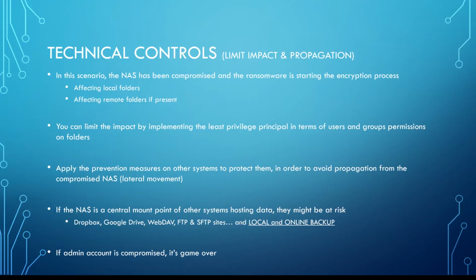So we know that our NAS has been compromised, and the ransomware is encrypting our data. So this is going to affect the local folders of our NAS, but it can also affect remote folders if you have, because on the NAS you can create some SMB shares that are on another system, or FTP, SFTP, or I don't exactly remember all the list. Also some Dropbox and everything. So it's going to affect local folders and remote folders.